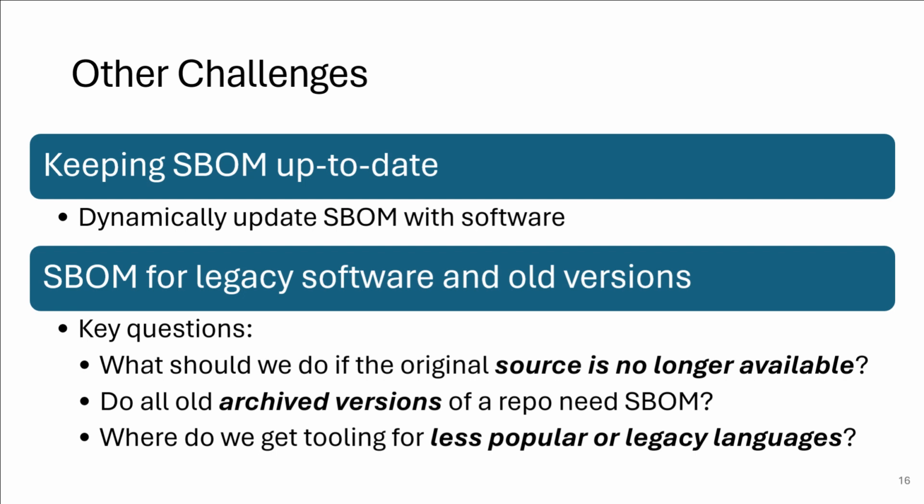Next key question, do all older versions of the software need an SBOM? So do we just start with the newest version and SBOMs from here on out? Or do we need to go back and retroactively create SBOMs for older versions of the software? Because a lot of those older versions are probably still being used by software out there. There are still projects that are using Python 2, despite the fact that Python 3 has become the default standard. So does Python 2 need an SBOM?